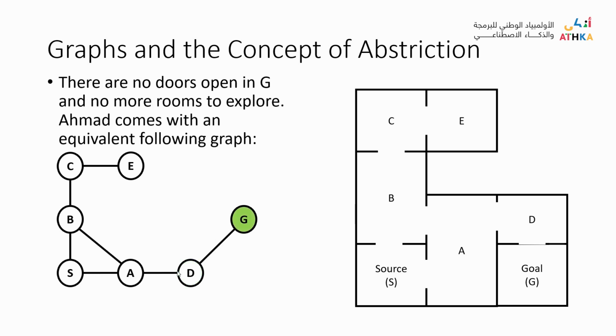Okay, so there are no other doors in room G, and we reached another dead end, and we have explored all rooms, so my graph is complete now. So I have the full graph of my problem, and I can start representing the information into it.